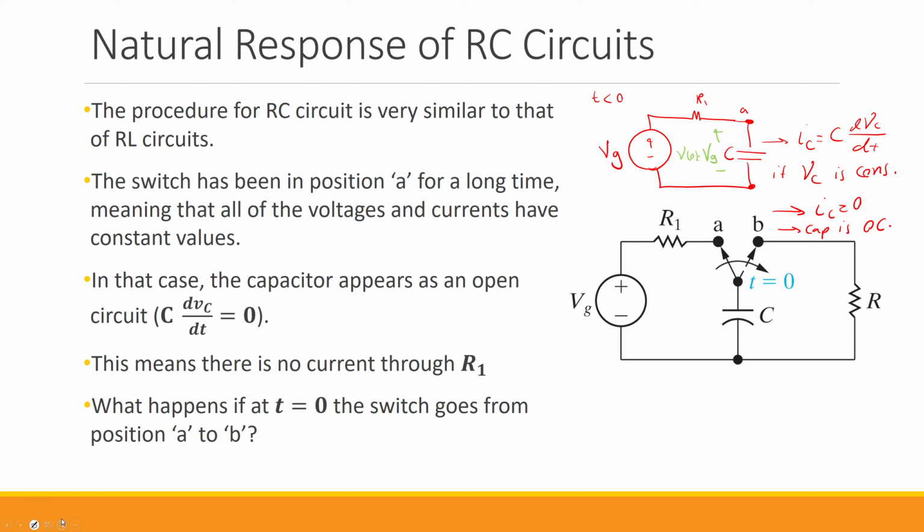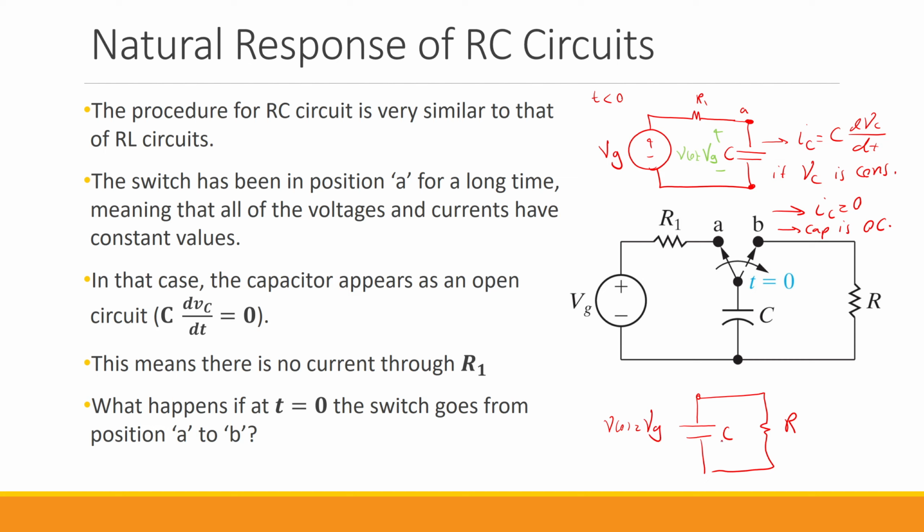Now we want to change the position of the switch and move from A to B. In this case, the capacitor is now connected to the resistor R, and the left part of the circuit is not connected anymore, because with the switch connected here, the path from A to this point is an open circuit. So the left part is now disconnected. But we have a capacitor with the initial voltage of Vg.